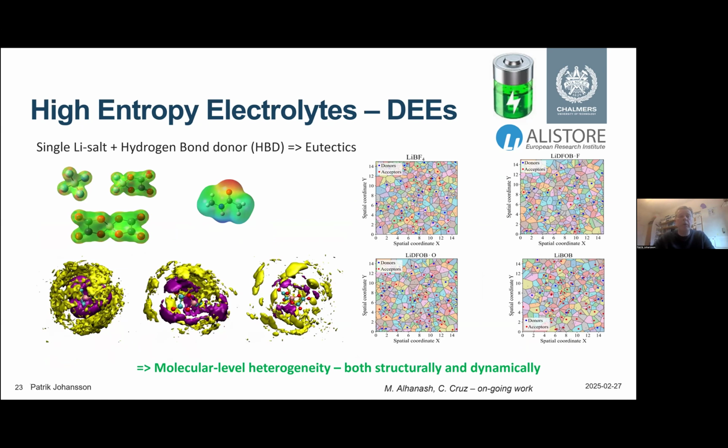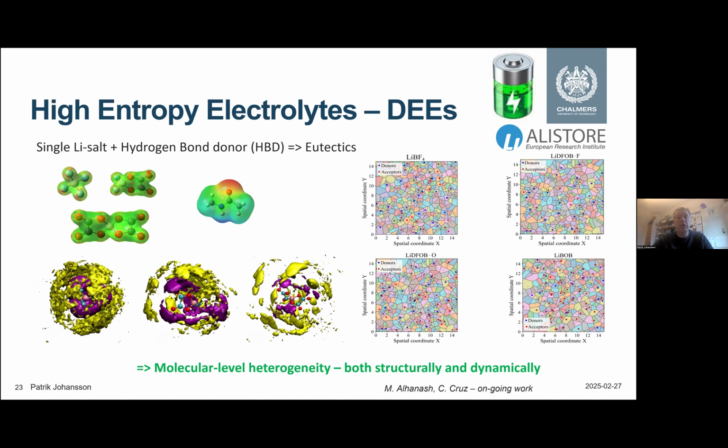One can also play around with actually adding even more things into a system like this. You can take a single salt or multiple salts. Here we're taking a single lithium salt and we're adding a hydrogen bond donor to form the eutectic. So basically creating a DEE, deep eutectic electrolytes. And here it's very obvious that if you change the anion a little bit, you can actually create very much homogeneous systems or things that are on the molecular level quite different locally. So they have a low molecular level heterogeneity.